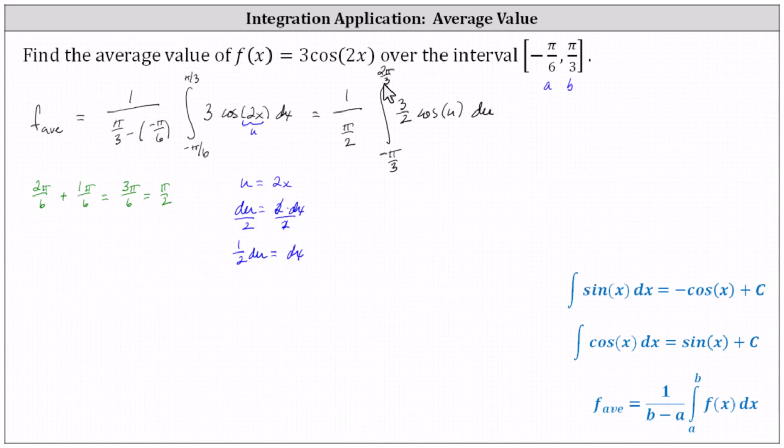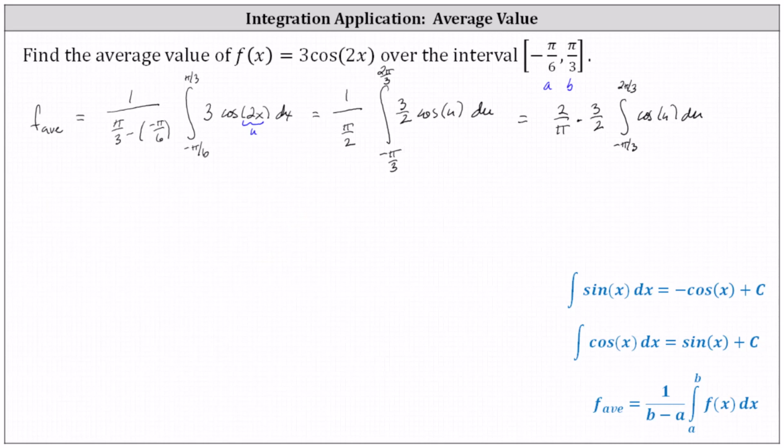Let's go ahead and simplify one more time. 1 divided by pi divided by 2 is equal to 2 divided by pi. Let's go ahead and factor out the 3/2. For the next step, let's simplify 2 divided by pi times 3/2. 2 divided by 2 simplifies to 1, leaving us with 3 divided by pi.